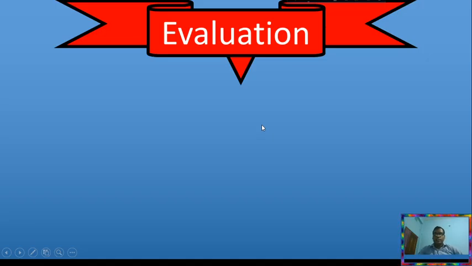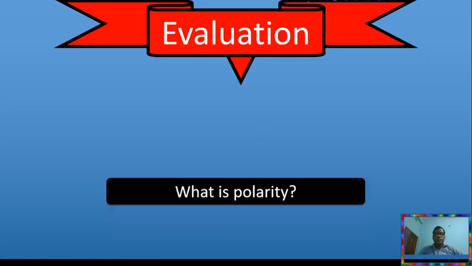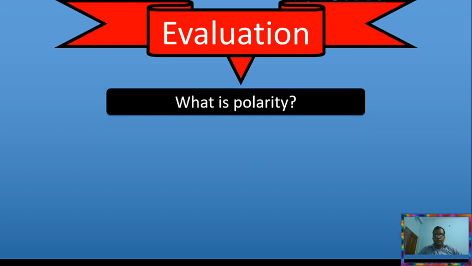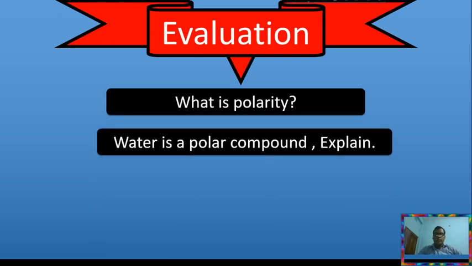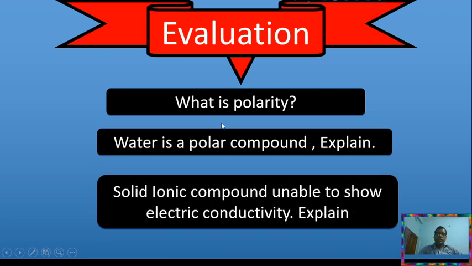Okay, so my dear students, let's go to the evaluation. What is polarity? This is the first question. And second, what is a polar compound? Explain. These questions are most important. And finally, solid ionic compounds are unable to show electric conductivity. Explain. Look at this solid ionic compound.